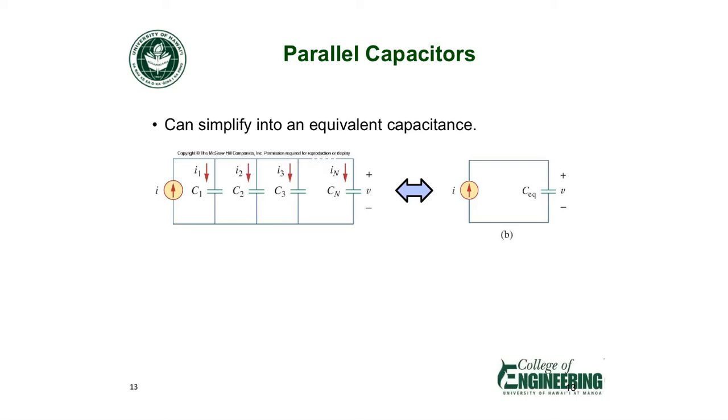Let's recap capacitors in parallel again. So we did KCL on this node. So that current is going to be the sum of all those currents.